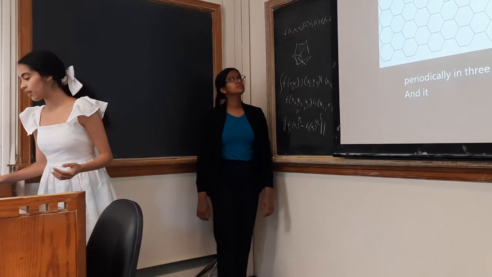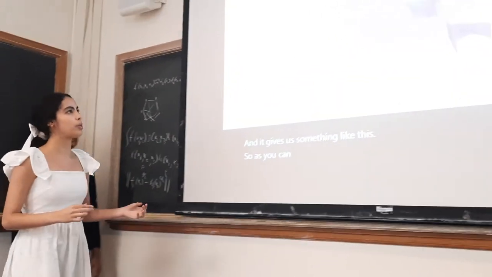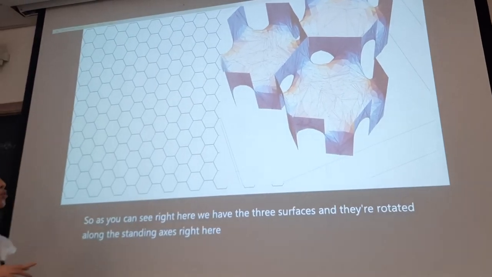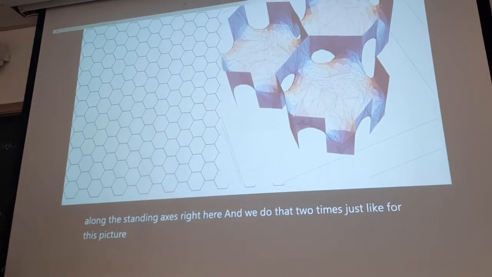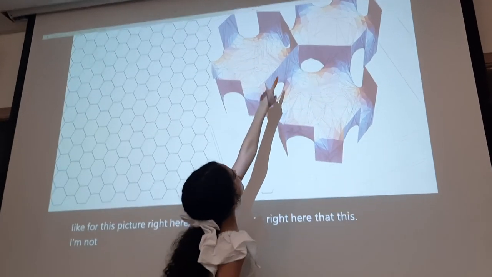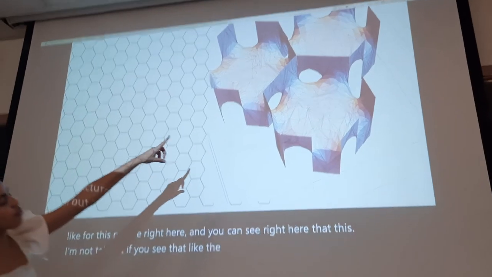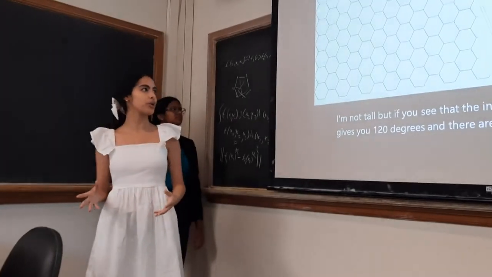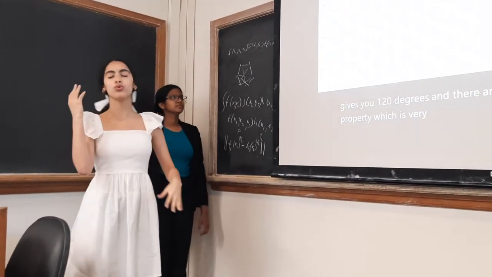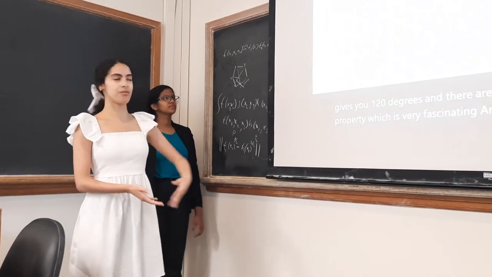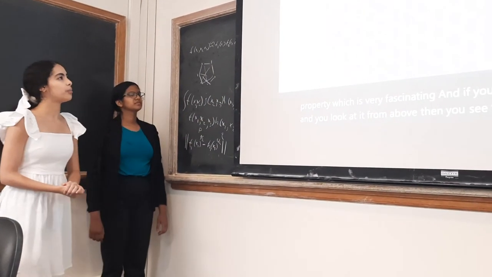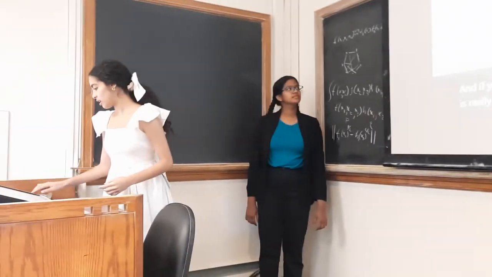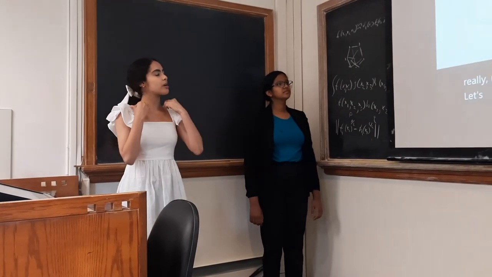And it gives us something like this. So as you can see right here, we have the three surfaces, and they're rotated along the standing axes right here. And we do that two times, just like for this picture right here. And you can see that, I'm not tall enough for this, but if you look at the intersection of the three surfaces, that gives you 120 degrees, and they're equal, and that gives us a Mach 3 property, which is very fascinating. And if you do that a number of times, and you look at it from above, then you would see this kind of tessellation. And if you stretch it, then there you go, you just filled all of R3, which is really, really interesting.